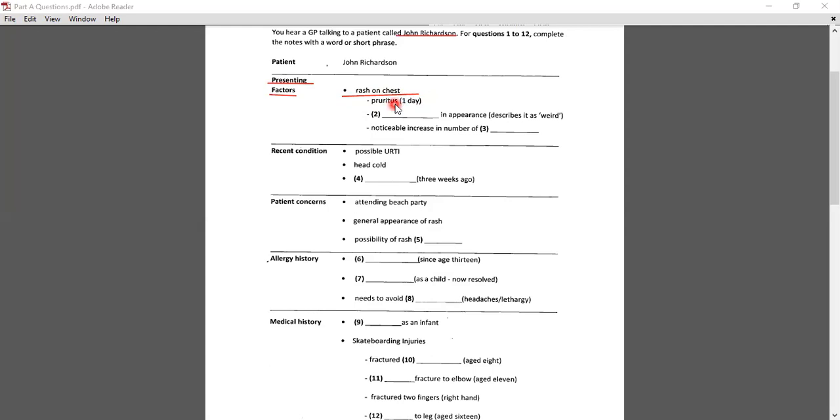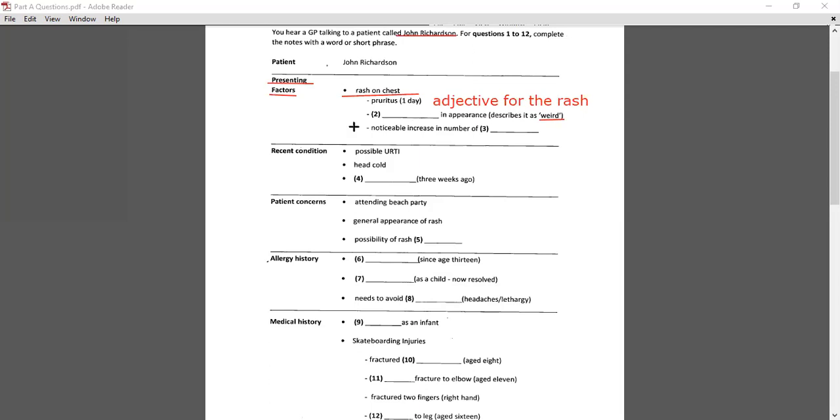So here it says pruritus, which is again one of the symptoms of the rash. Then blank in appearance, and describes it as weird. So two important keywords you get here. One is blank in appearance. That means the word that you are looking for here has to be an adjective for the rash. Now you start predicting what kind of adjective we can have, right? We can have itchy rash, we can have painful rash, you can have appearance in terms of color, we can have appearance in terms of texture. Those kinds of adjectives we are looking for. And the word weird is already given. So our answer cannot be unusual, or anything similar to weird, because weird has already been given.